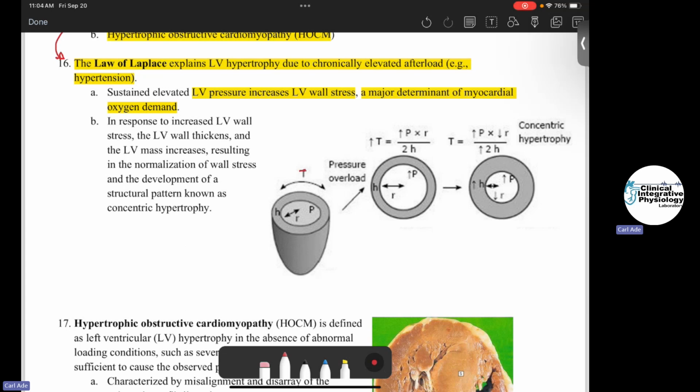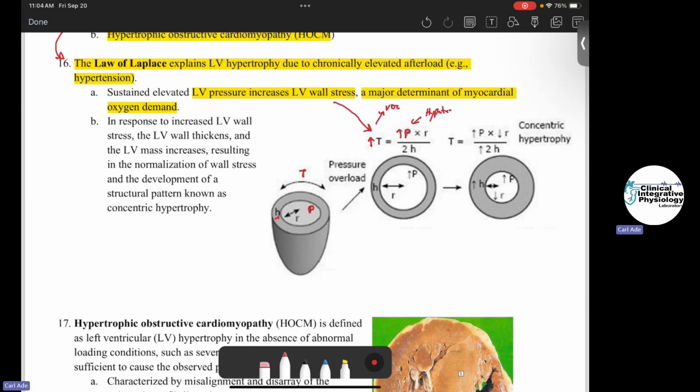So if this T is tension, this P is the pressure inside the heart, and the H is the wall thickness, the law of Laplace is defined here as this equation. If this tension goes up because there's an increase in pressure, and it's this tension, this wall stress here, that determines what's related to VO2 of the myocardium. This wall tension goes up because there's increased pressure here. This increase in pressure is due to hypertension.